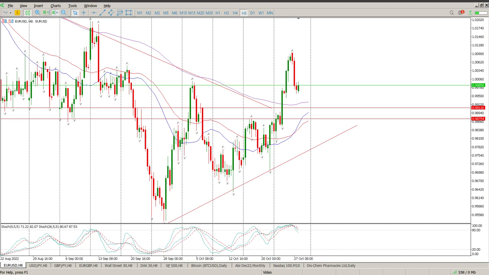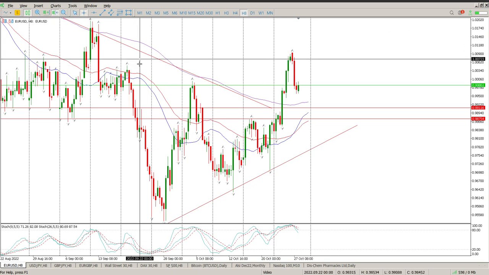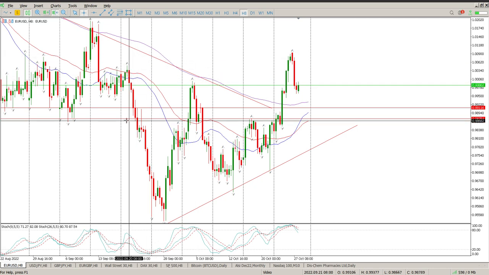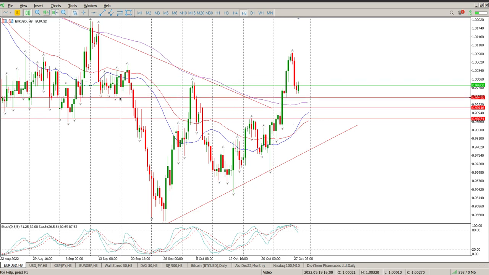So we did get the pullback that was expected, sort of blew past all the levels we were looking at. We were looking at these areas here, where my cursor is. So it looks like we're coming back into this zone. There's one other level we need to pay attention to, which is right there. We haven't quite got there yet, so I would assume we're coming back into this area.